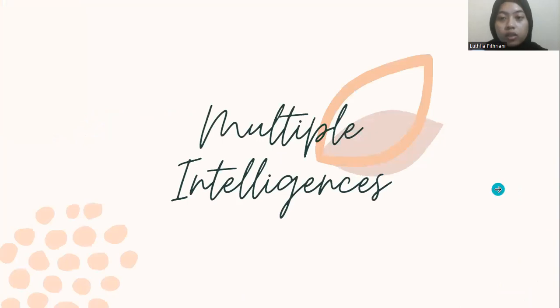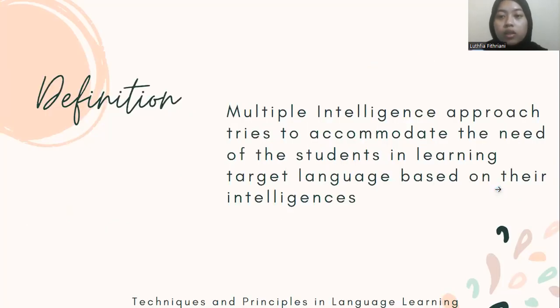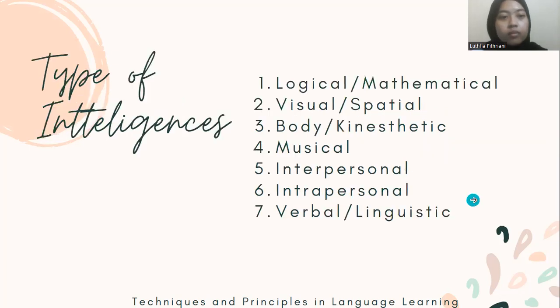Multiple intelligences. Multiple intelligence approach tries to accommodate the needs of students in learning target language based on their intelligences. So the teacher's role in this method is not only as language teacher, but also as facilitator, lesson designer, and observer. There are 7 types of intelligences.